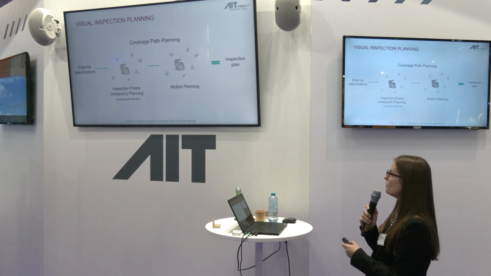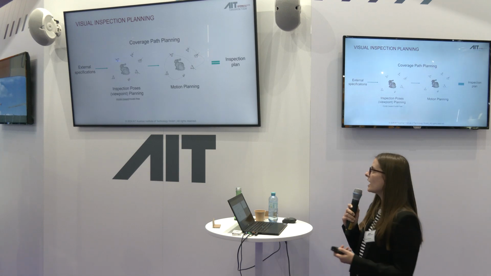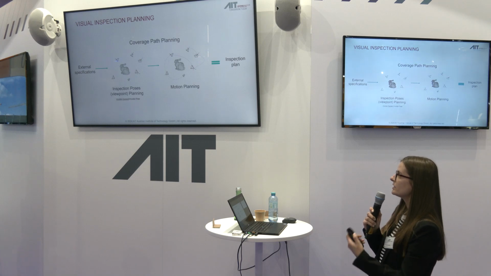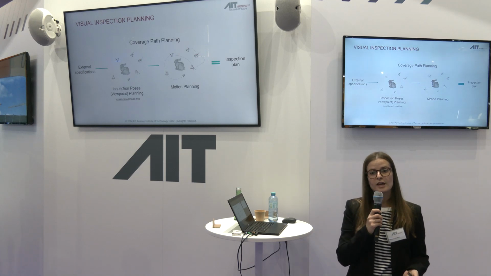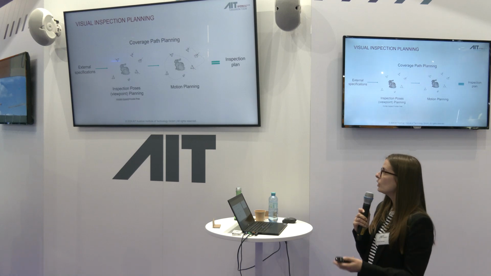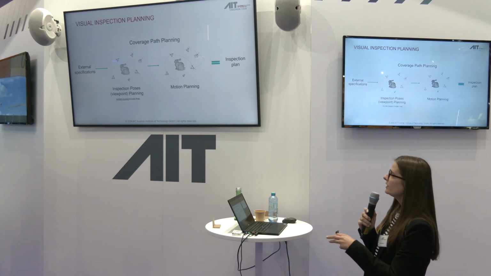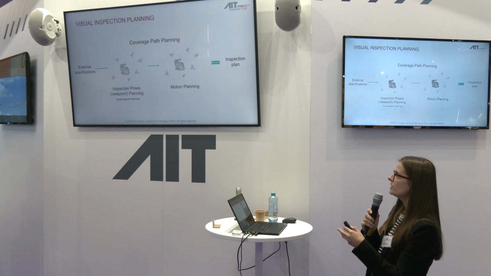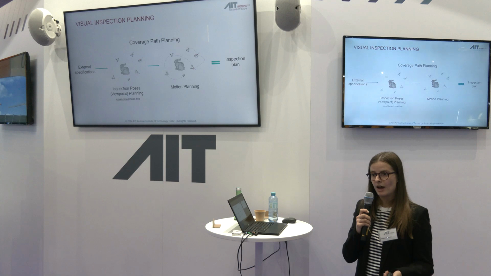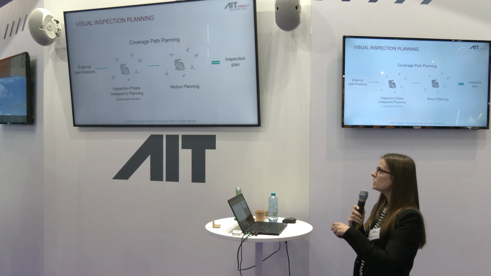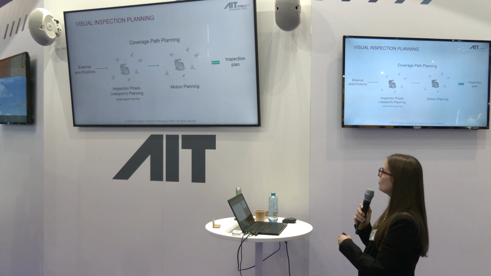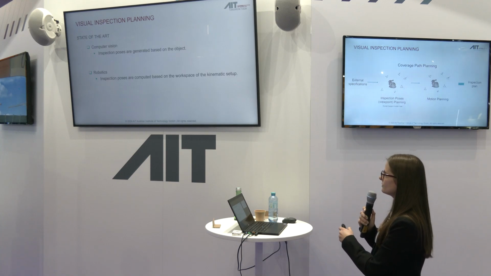The visual inspection planning can be formalized as coverage path planning. So as I said, there are some external specifications. For example, the 3D model of the object that we want to inspect and the model of the sensor that we want to use. Then we generate some inspection poses, and then we derive a collision-free path in order to be able to inspect the part from all these poses. In this way, we are able to obtain an inspection plan.